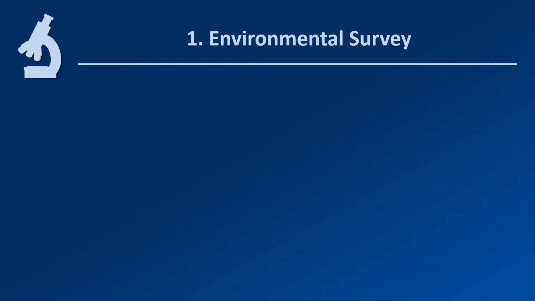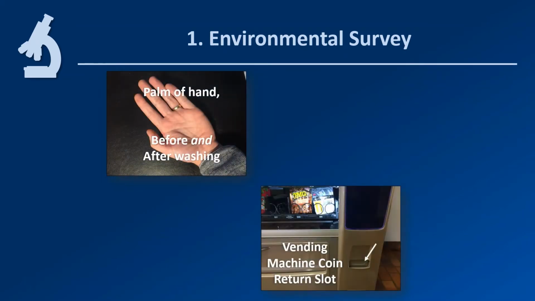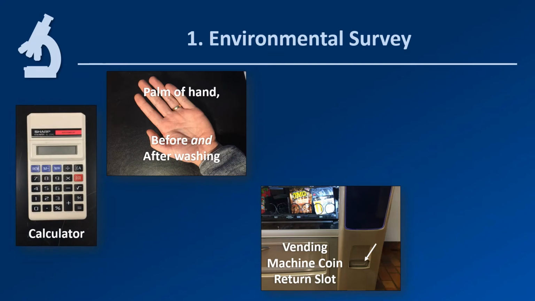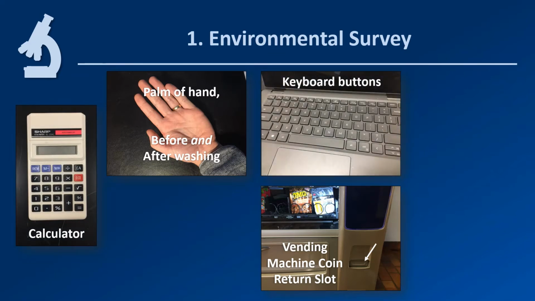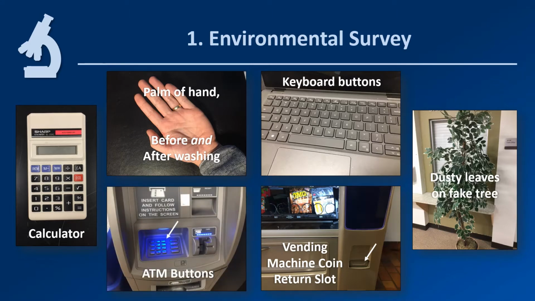So as I mentioned, I went around the lab and various parts of the college and swabbed a few things, and I'll show you what I swabbed. So I did the palm of my hand before and after washing it, so that will be interesting. I found a vending machine and I swabbed the dust in a coin return slot. Of course, there was the calculator I showed you. I also swabbed the buttons on a laptop keyboard. I found this tree that's been sitting around the college for a while. It's a fake tree, but the leaves were a little dusty, so I figured I would try that. And lastly, I went to the bank machine and I swabbed the buttons.